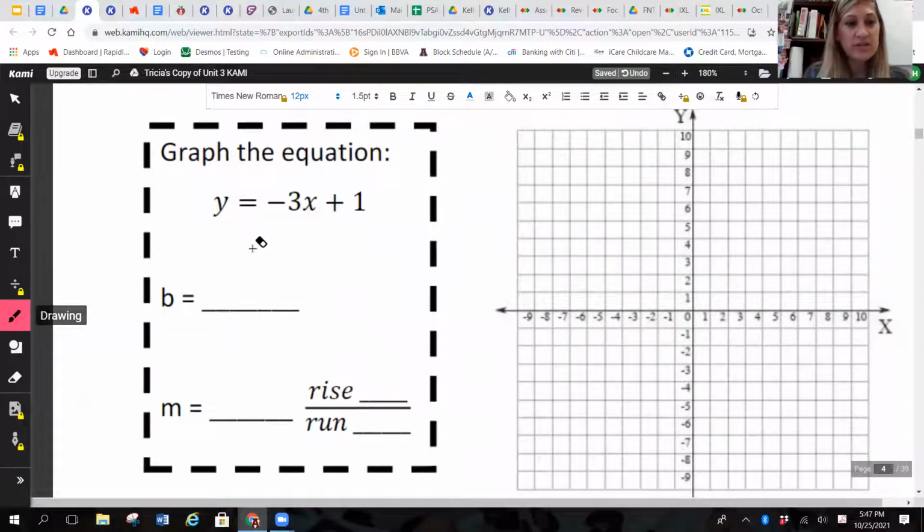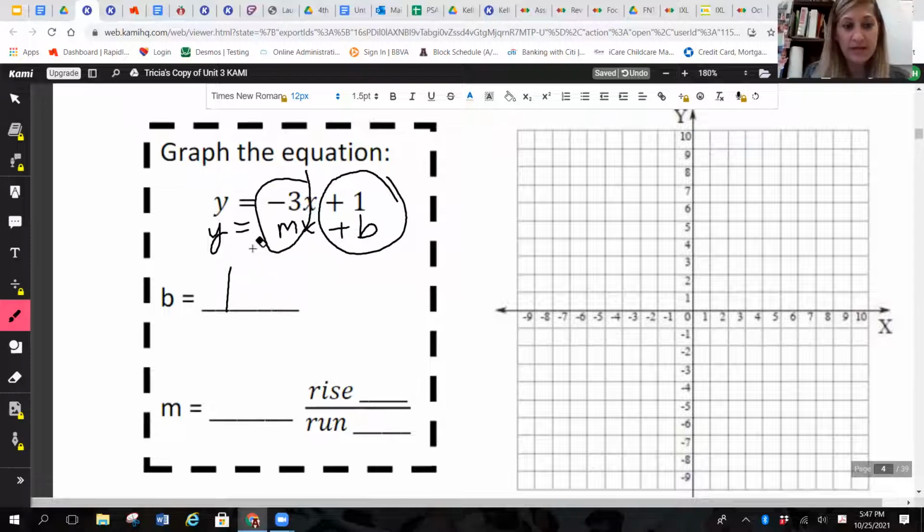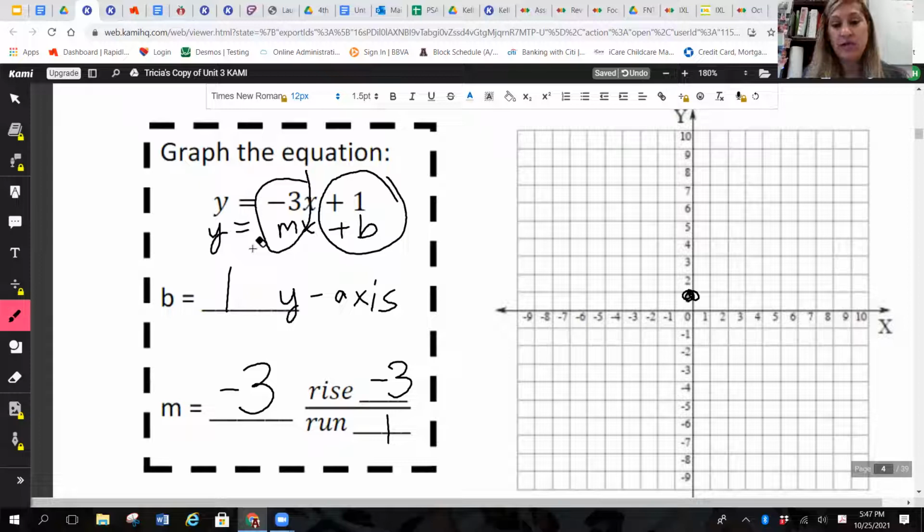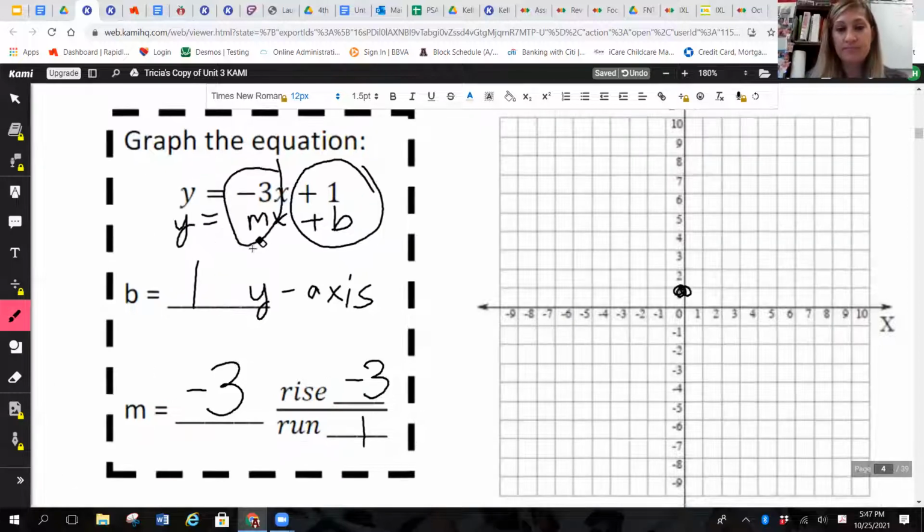Again, this equation is in y equals mx plus b form, where b is 1 and m is -3. So because b is 1, I'm going to put a point on the number 1 on the y-axis. Remember, I must do this on the y-axis. My slope is -3. Now that's not a fraction. Remember, I can write the number and divide it by 1 and still keep it equivalent to -3.